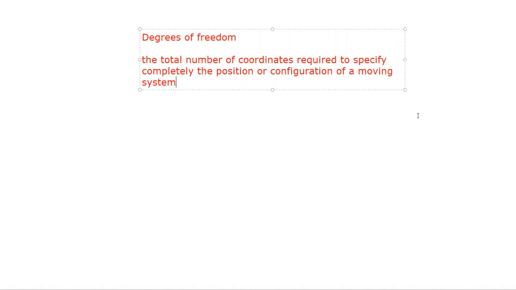But suppose the ant is moving on the floor, then we will require two coordinates x and y to specify the position of the ant. And suppose it is moving in space, let us assume it cannot move in space, but suppose it is, then you will require three axes or three coordinates x, y, and z to completely specify its position or configuration. So the number of coordinates denotes the degrees of freedom of motion of a moving system.